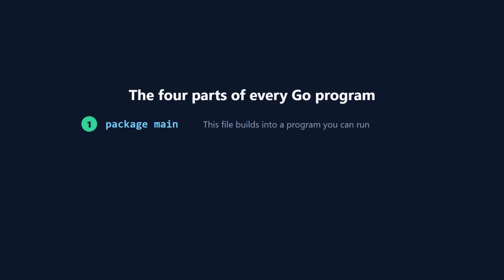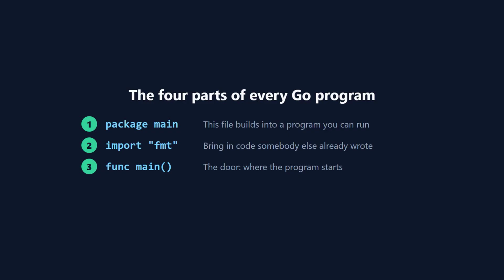First, package main. That line says, this file builds into a program you can run. Second, the import. That is where you bring in code that somebody else already wrote. Third, func main. That is the door. It is where your program starts running. Fourth, the body. Inside the curly braces is the work you actually want done. Learn those 4, and you can read the top of any Go file in the world.